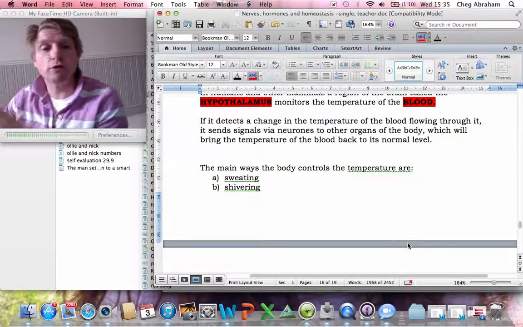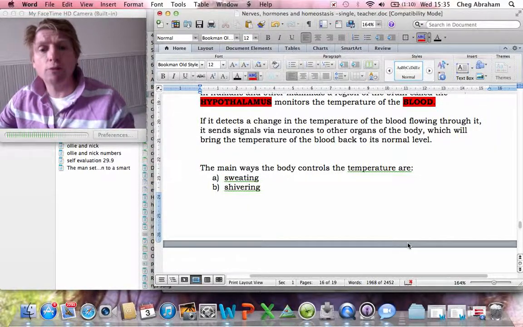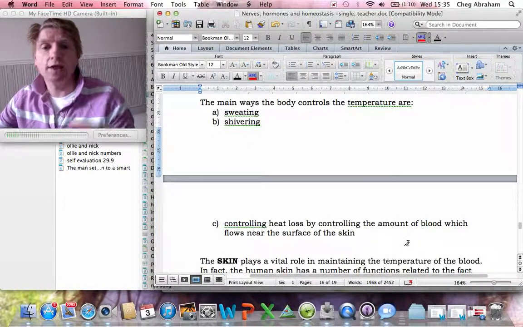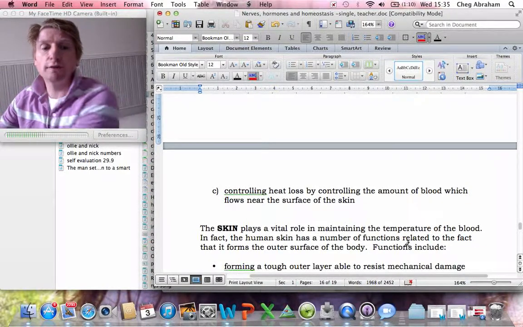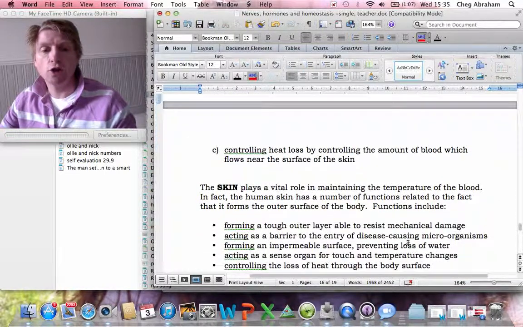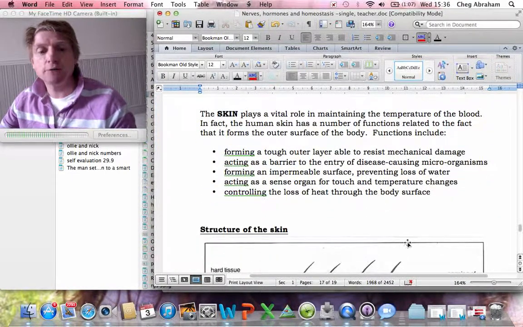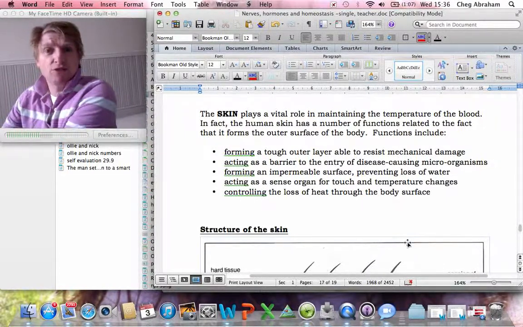But what I do want to do is point out those things that are going to be crucial on a mark scheme. Okay, so the main ways the body controls temperature are sweating, shivering, and controlling heat loss through the amount of blood which flows near the surface of the skin. Now, if you've got any problems with those, please just shout. But remember, in terms of why that happens, this cross-references with diffusion.